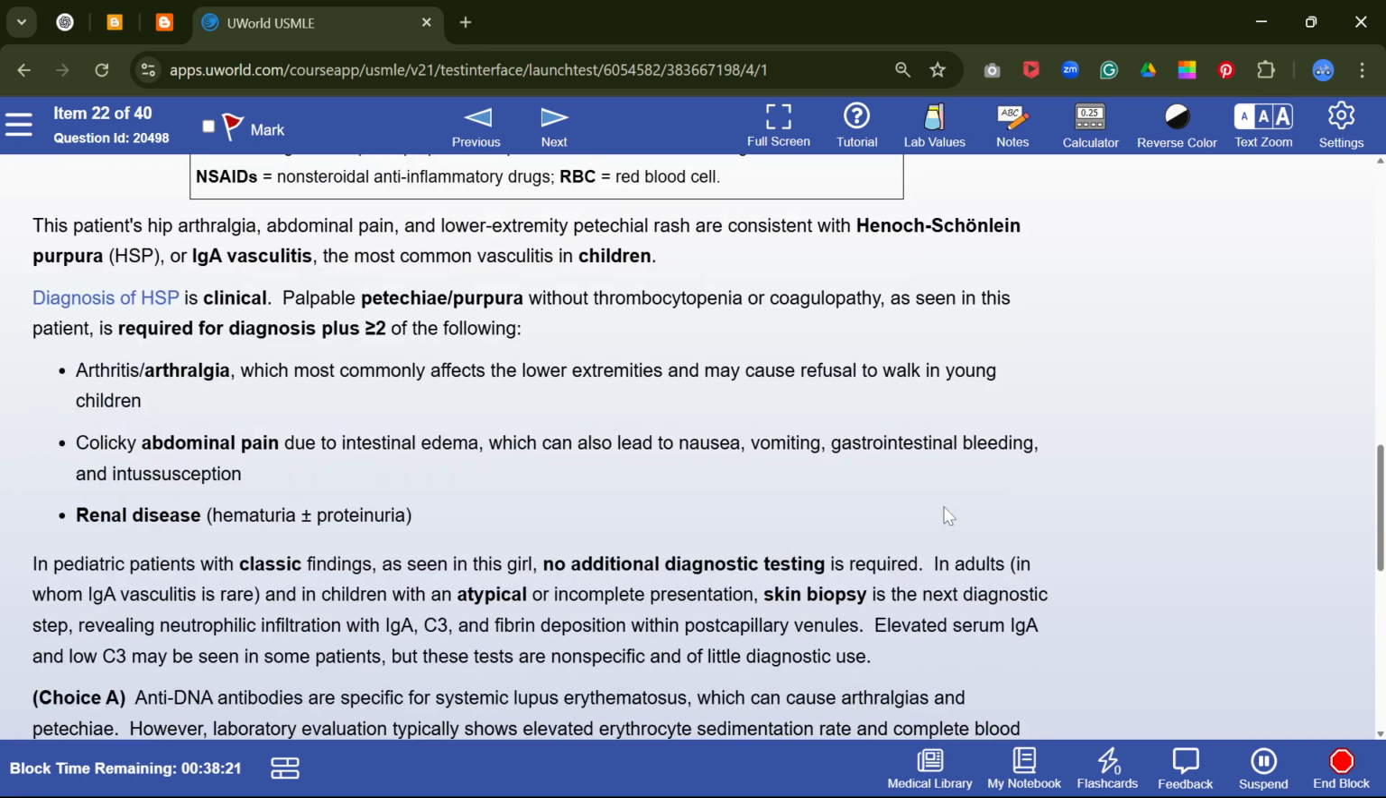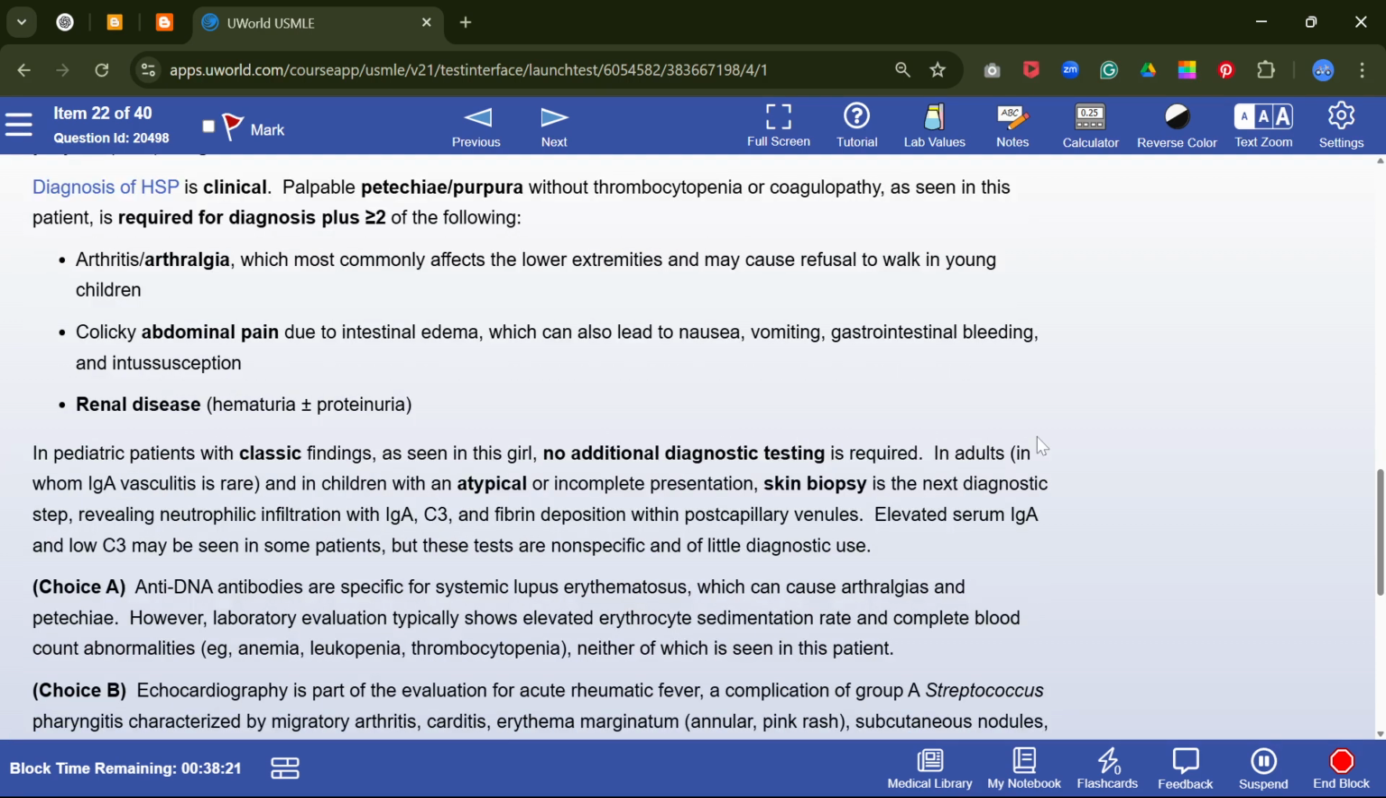plus two or more of the following: arthritis or arthralgia, which commonly affects the lower extremity and may cause refusal to walk in young children; colicky abdominal pain due to intestinal edema, which can lead to nausea, vomiting, gastrointestinal bleeding, and intussusception; and renal disease, hematuria or proteinuria. In pediatric disease with classic findings as seen in this girl, no additional diagnostic testing is required.